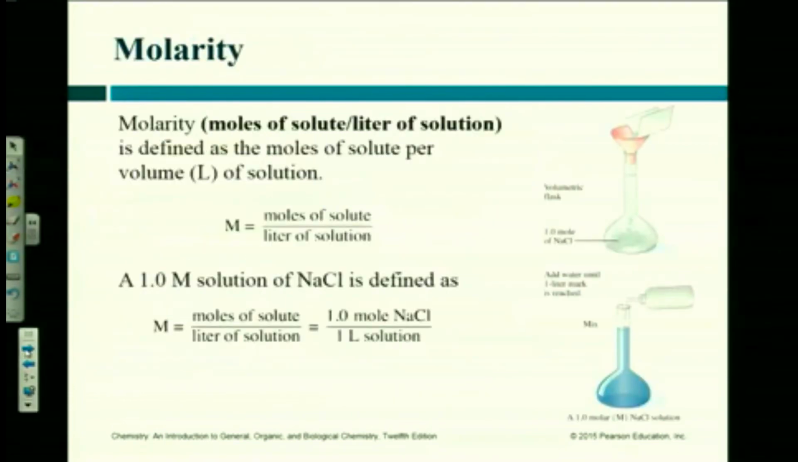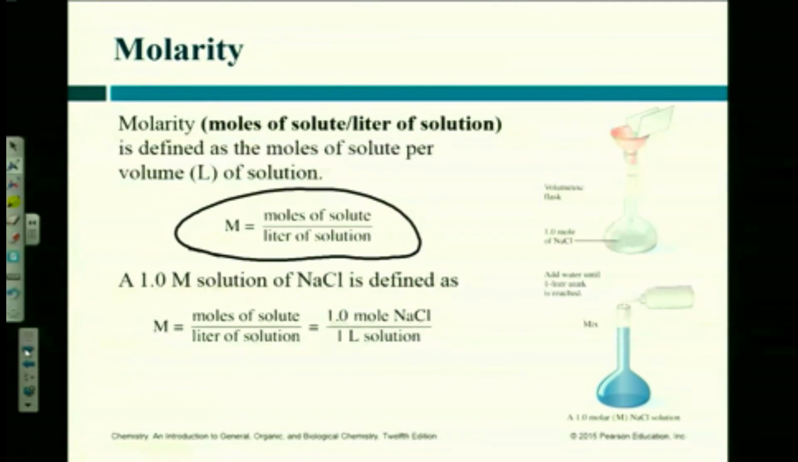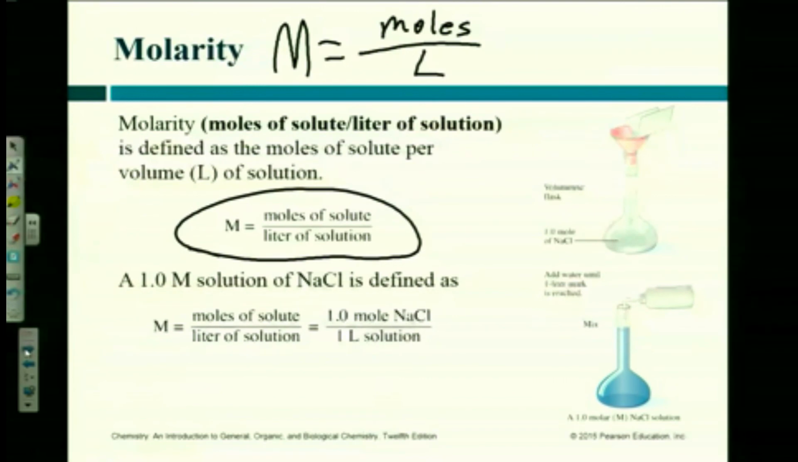All right. Now, the unit that chemists use the most is this unit right here. Molarity. Capital M equals moles over liters. Moles of solute over liters of solution. Okay? Now what happens if you're given grams and liters? What do you have to do?